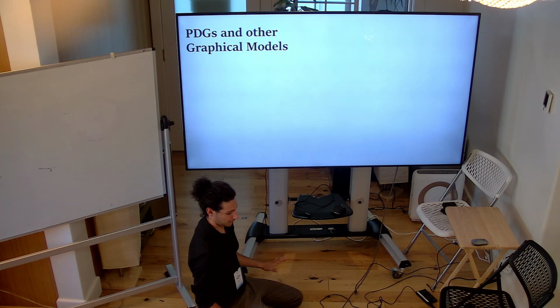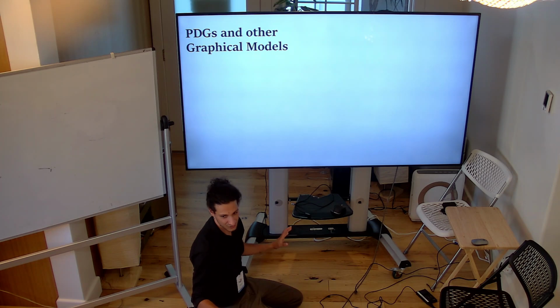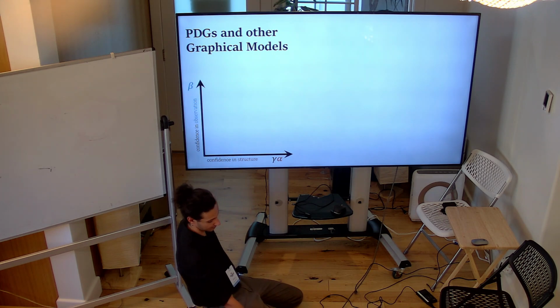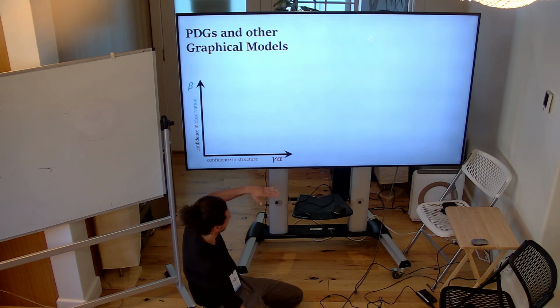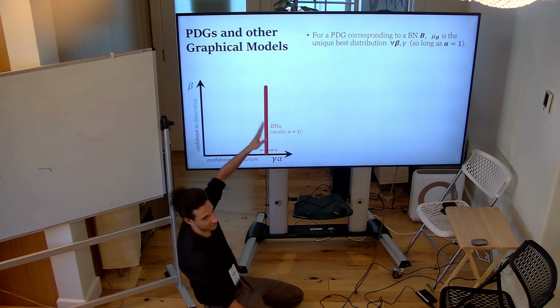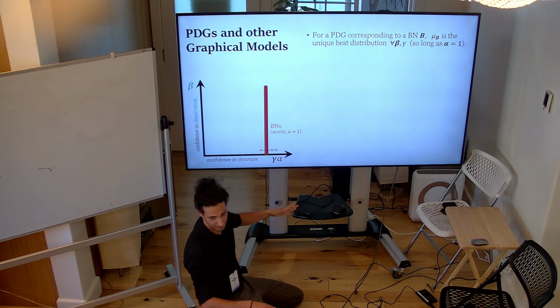Now, let me just give you a quick overview of how PDGs relate to other graphical models in a map. These two axes are the confidences alpha and beta. Alpha is scaled by gamma because it was scaled by gamma in the definition. So this is your confidence in the structure, and that's your confidence in the observation. A Bayesian network is an acyclic graph where alpha is 1, so you believe everything holds causally.